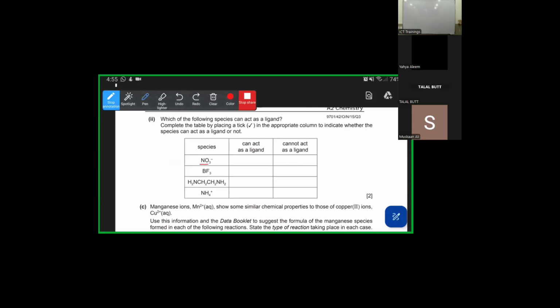Okay, these are the same definitions up here. Here he is asking which species could act as a ligand. NO3-, if you see, is a negative ion, so it can act as a ligand. BF3 does not act as a ligand, because boron already has fewer electrons. In NH3, nitrogen has a lone pair, so it can act as a ligand. In NH4+, the lone pair of the nitrogen has been used in making the dative bond with the H+ ion, so this could not act as a ligand.